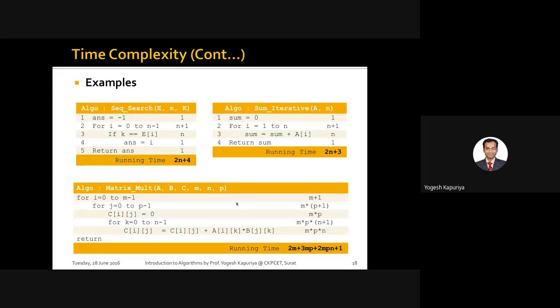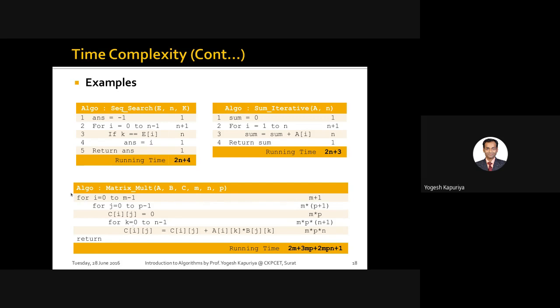A is of size m cross n, and because matrix multiplication requires that the number of columns in the first matrix should be the same as the number of rows in the second matrix, if the size of A is m cross n, then B is my second matrix of size n cross p. So n rows and p columns. And as per matrix multiplication, the size of the output matrix will be m cross p. So these are the 6 parameters which I am giving.